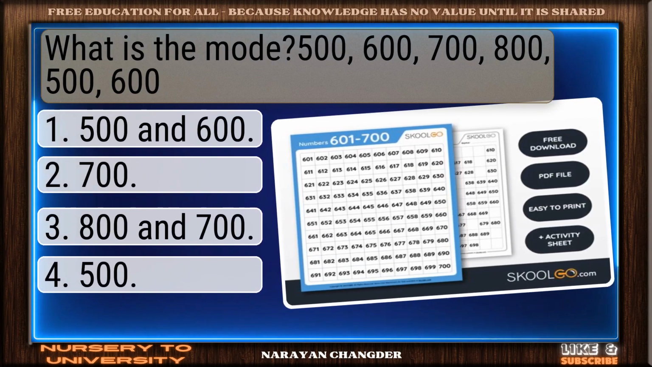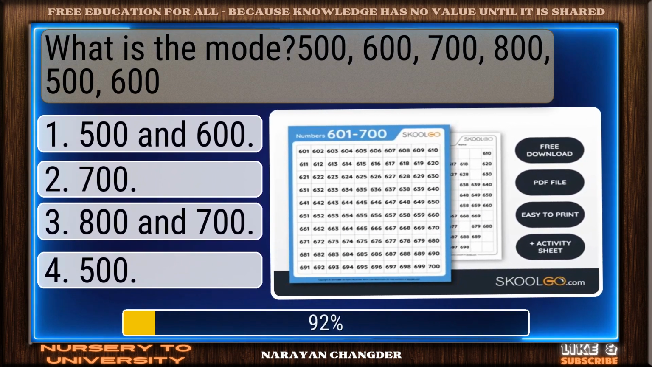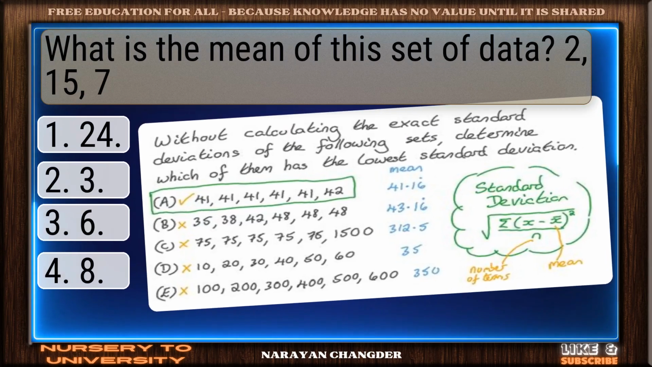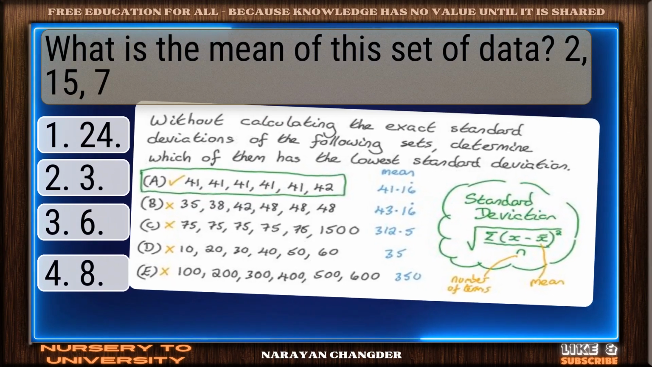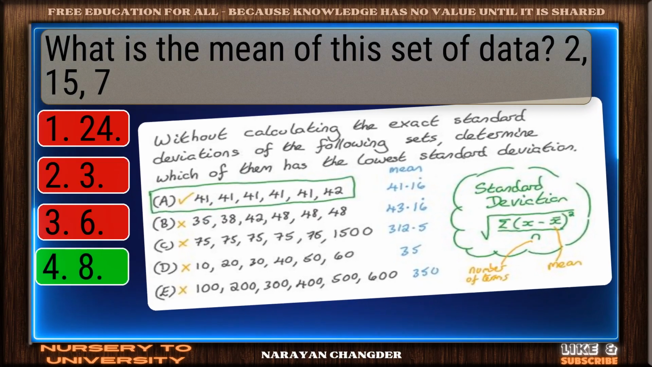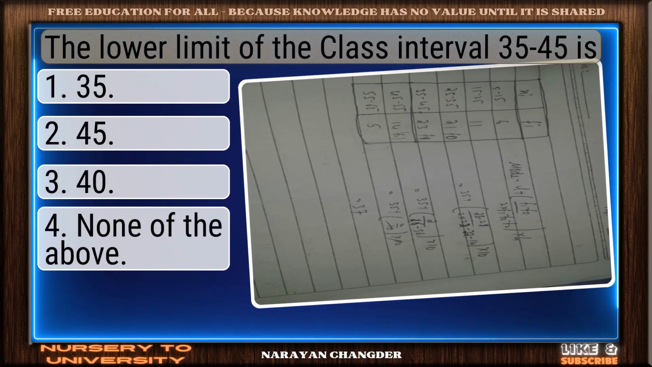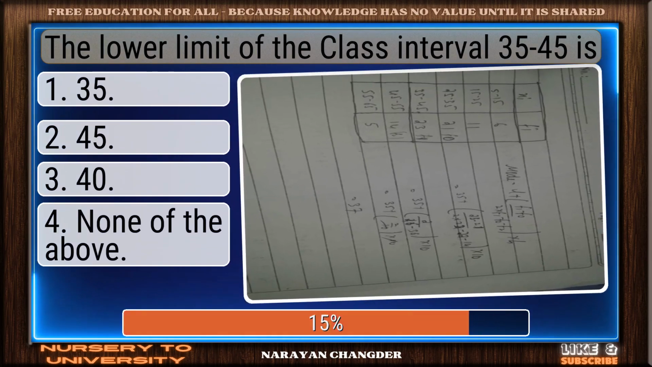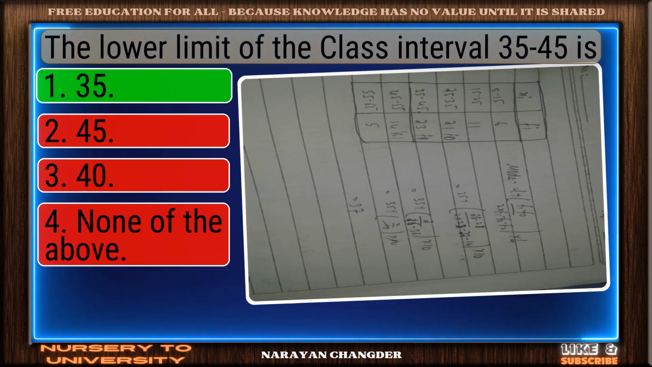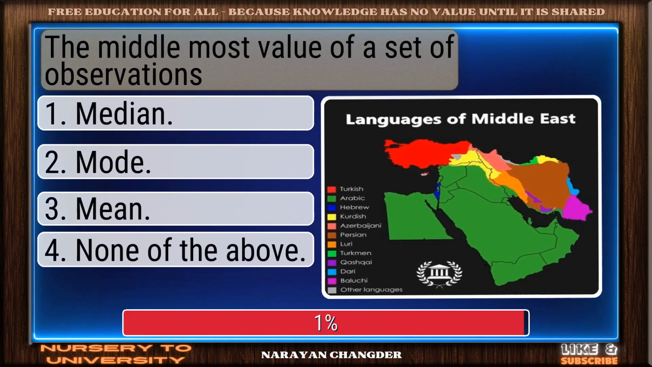What is the mode of 500, 600, 700, 800, 500, 600? Smart pick. 500 and 600 is correct. What is the mean of this set of data? 2, 15, 7. Strong choice. 8 is right. The lower limit of the class interval 35-45 is? Exactly. 35 makes sense.